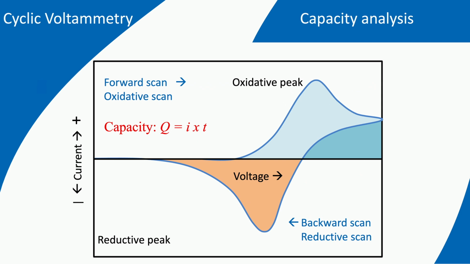The capacity for the reduction starts once the current becomes negative, and that is shown here with the orange part. Obviously, in this example, the oxidation capacity is bigger than the reduction capacity. This will mean we will lose some capacity during scanning forward and backward.